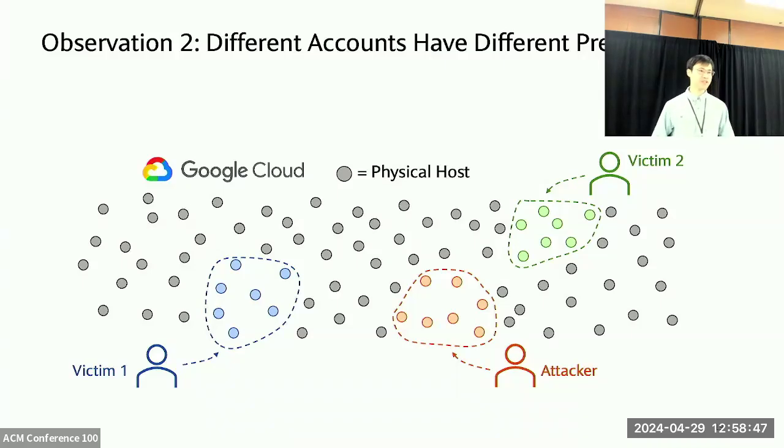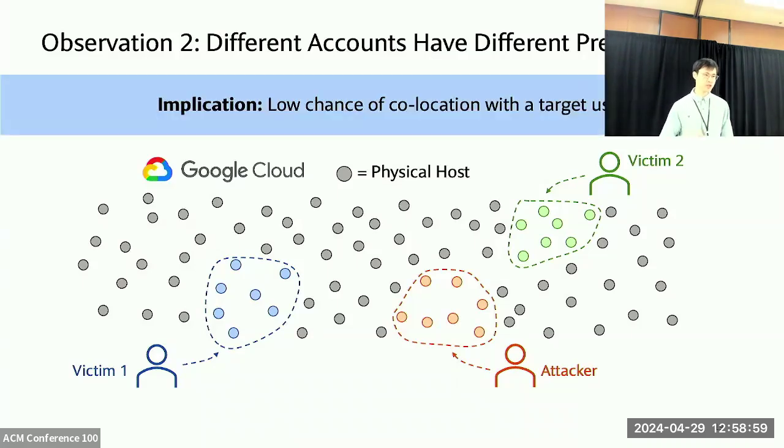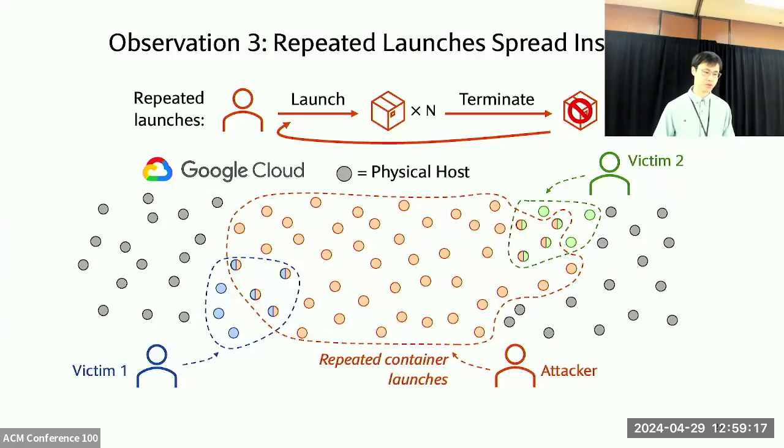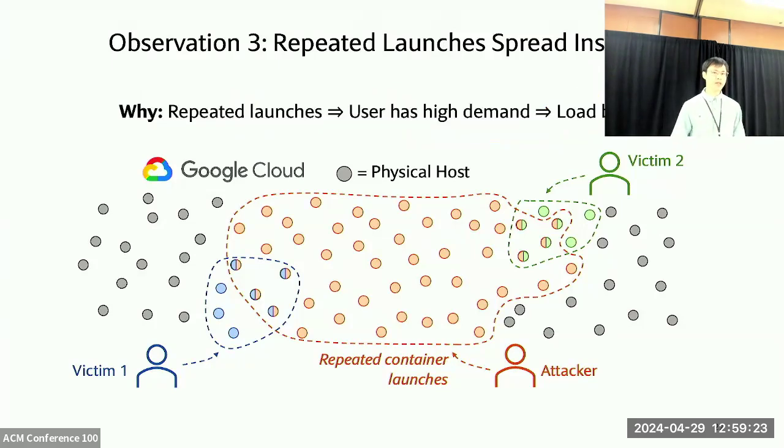Our second observation here is that different accounts have different preferred hosts. As a result, if you just naively launch containers, you are not going to go beyond this preferred host, so the chance of co-location is going to be very small. Luckily, we found an exploitable behavior that can bypass this. Basically, you want to repeatedly launch containers. You launch some containers, wait for them to be terminated, and repeat the process again, and that can help attackers occupy a large set of different physical hosts. The reason why this is happening, based on our reverse engineering, is that repeated container launches can trick Google Cloud to believe that the user has a high demand, thus triggering a load balancing behavior.